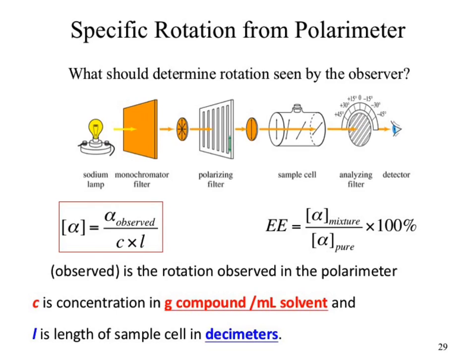Okay? The enantiomeric excess is the specific rotation for whatever you're testing divided by the specific rotation of the pure sample. So a pure R is going to have one specific rotation. A pure S will have the negative, but the same numerical value. Because they respond to light the same, they just respond oppositely.